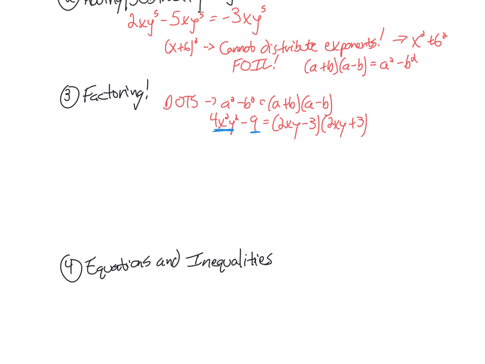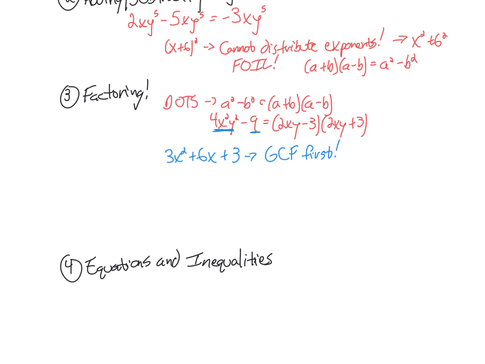When we factor regular trinomials, things like 3x squared plus 6x plus 9, we always want to factor out a GCF first. Always factoring out that GCF. Anytime we factor, if you can factor out a GCF, that's what we're going to do.